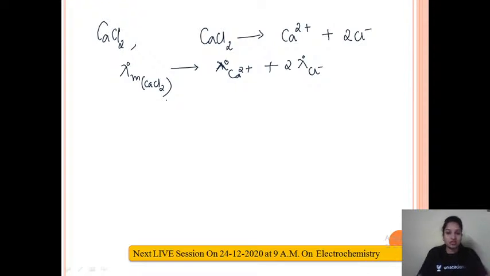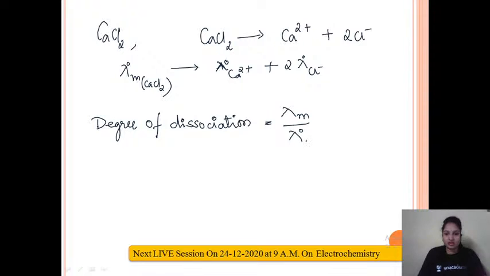Yeah, so that is called the degree of dissociation. For example, if a strong electrolyte is there, it is 100% dissociating. And if a weak electrolyte is there, it is not dissociating completely, or we can say it is not dissociating 100%. So we have a term, degree of dissociation. The degree of dissociation is calculated by the formula: molar conductivity divided by limiting molar conductivity.